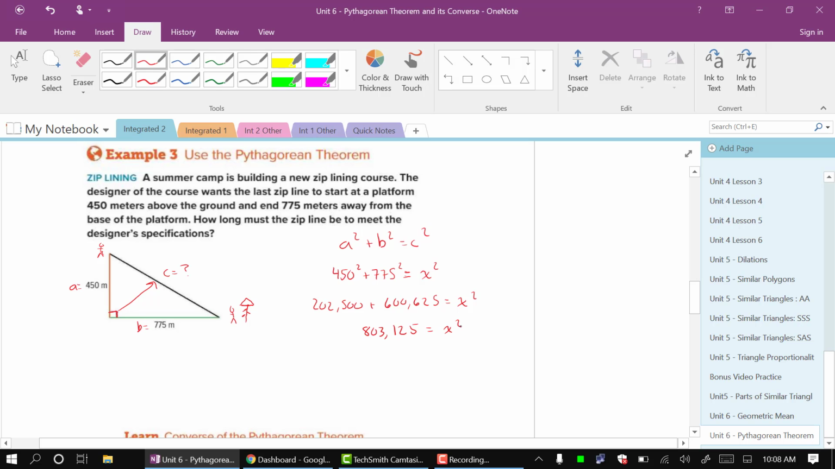equals x squared. Now I'm going to take the square root of both sides. When I take the square root of this, it's going to give me 896.17 meters. So C is going to be 896.17 meters.